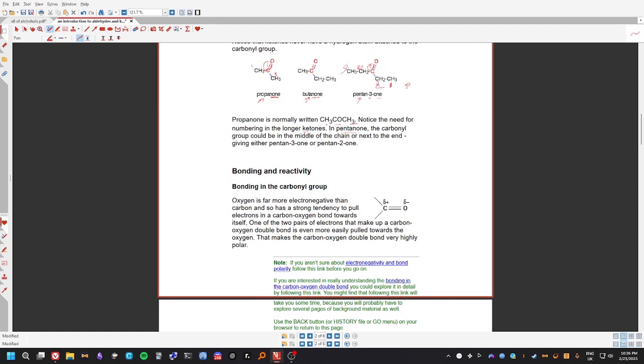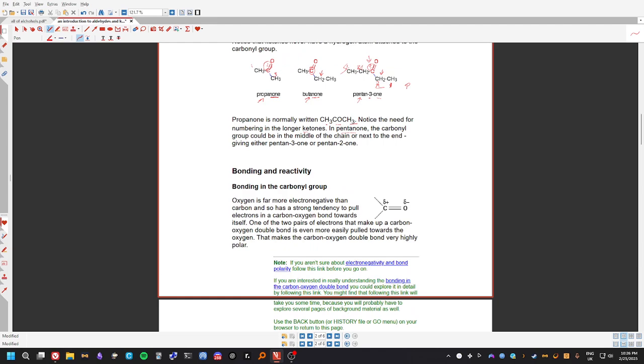In pentanone, the carbonyl group could be in the middle of the chain or next to the end, either giving 3-pentanone or pentane 2-one. So if this was over here instead, it would produce the same product. However, if this was here, then it would produce something different. And if it was here, it would produce something different. Okay, that's why it's not.